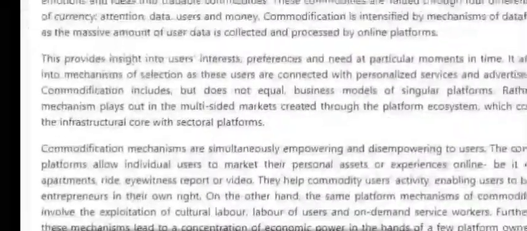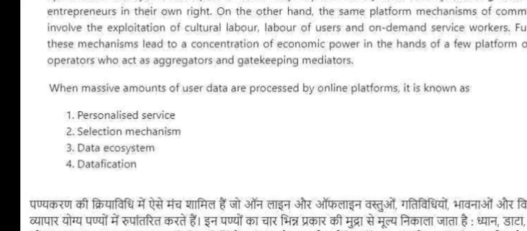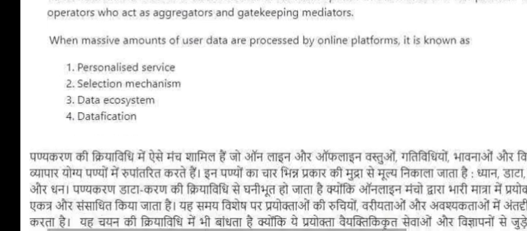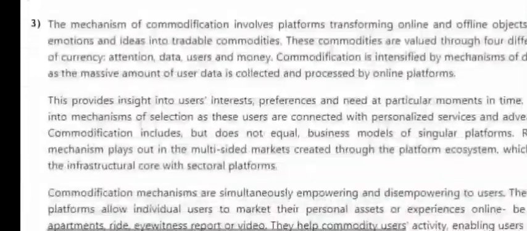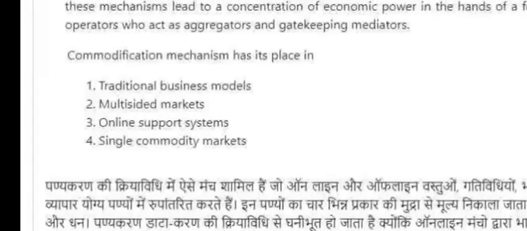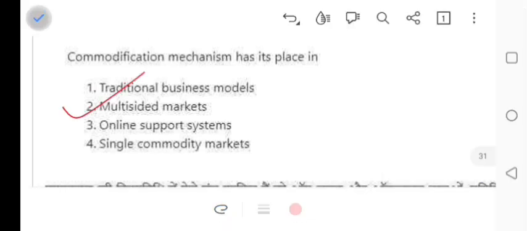Next is saying, when a massive amount of user data is processed by online platforms, it is known as what? Personalized service, selection mechanism, data ecosystem, datafication. It will be datafication. Next is saying, commodification mechanisms have their place in what? Traditional business models, multi-sided markets, online support systems, single commodity markets. So it will be multi-sided markets.